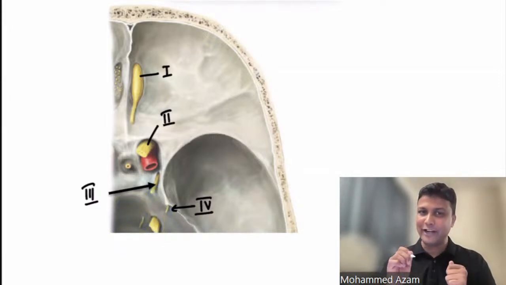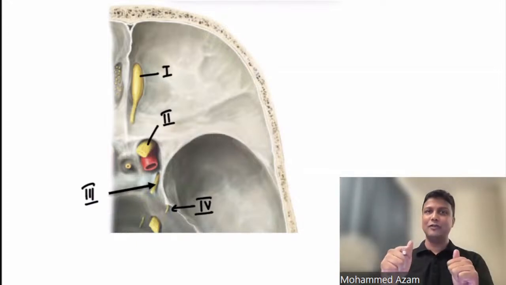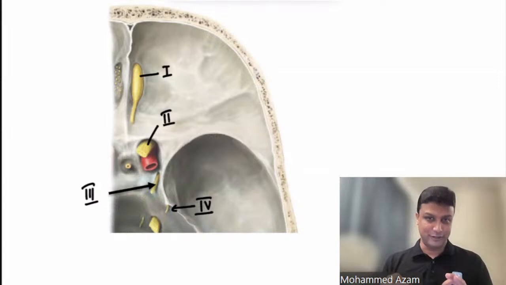Third nerve will have ventral origin, entering into the superior orbital fissure. But the fourth nerve will actually have dorsal origin. Then it is going to take a turn and come. So that has to be the fourth nerve.